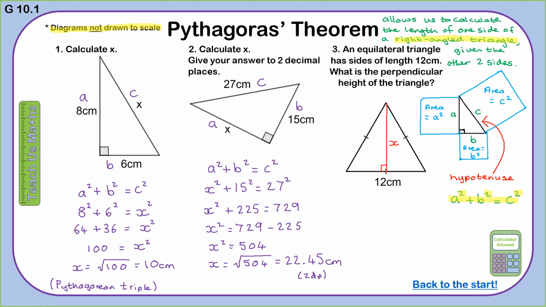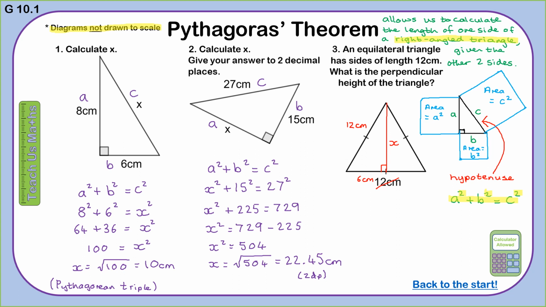We know the lengths of the sides of the equilateral triangle are each 12 centimeters long, so this length here is 12 centimeters. And because we have cut the equilateral triangle in half down the middle, the length at the bottom of our right angle triangle is 6 centimeters, half of the 12. So we now have a right angle triangle where we know the length of two sides and we need to calculate the length of the third side. So we can now use Pythagoras' theorem.